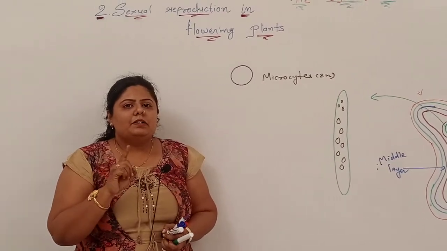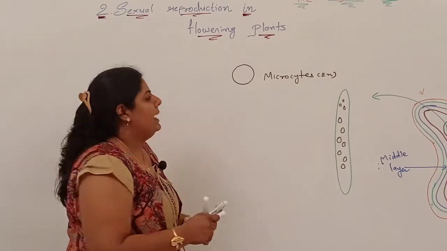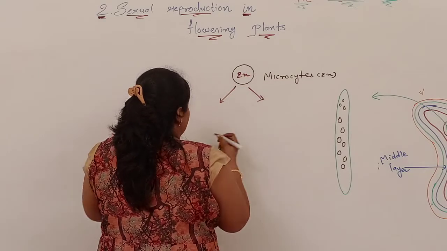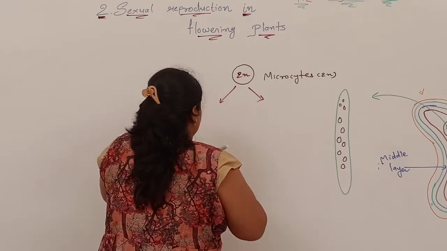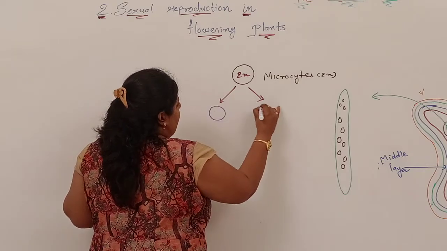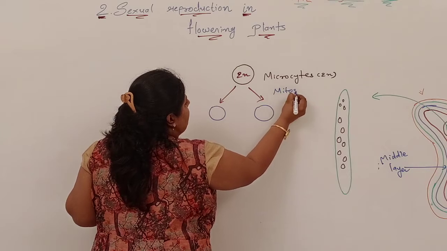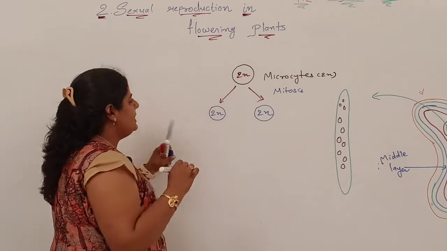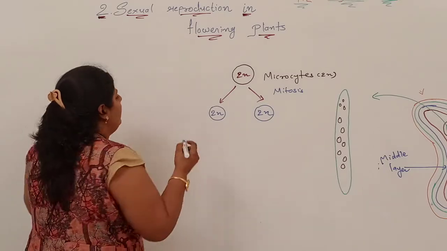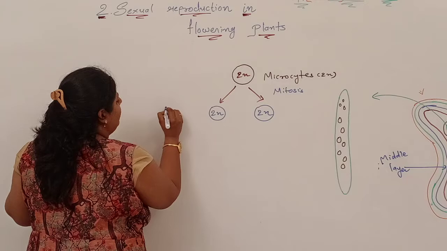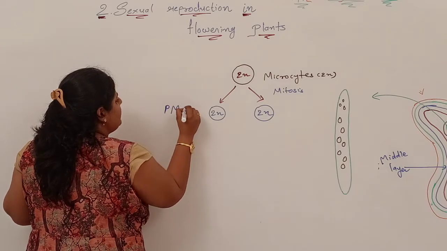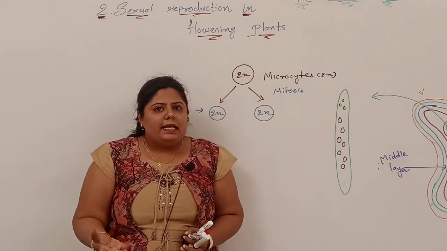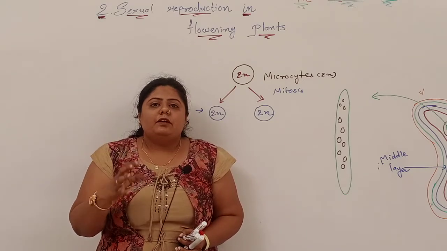Now these microsporocytes undergo mitotic division and form two equal cells which are diploid. Why? Because mitosis gives rise to equal cells, diploid, and these diploid cells are called PMC, pollen mother cells. Why? From this cell pollen grains will grow.